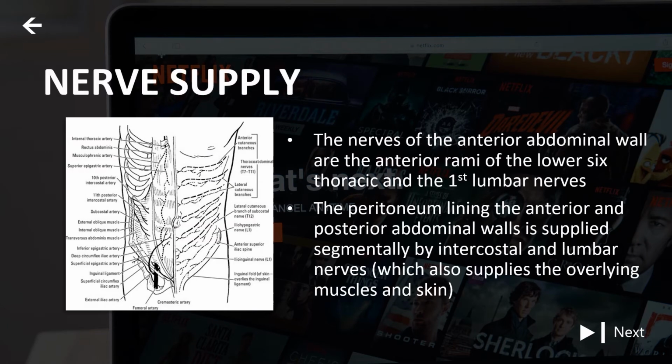Nerve supply. The central part of the diaphragmatic peritoneum is supplied by the phrenic nerves, and the peripheral part is supplied by the lower intercostal nerves. The peritoneum lining the anterior and posterior abdominal walls is supplied segmentally by the intercostal and lumbar nerves, which also supply the overlying muscles and skin.